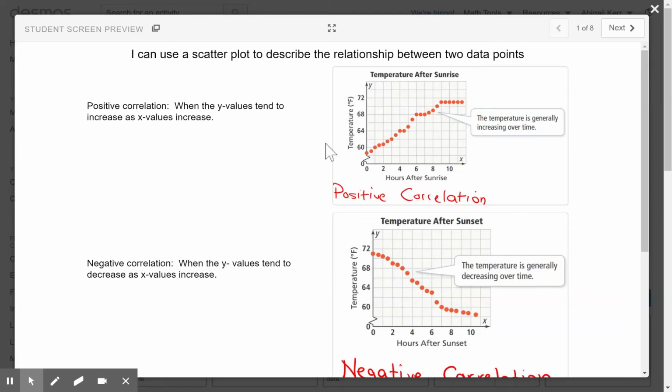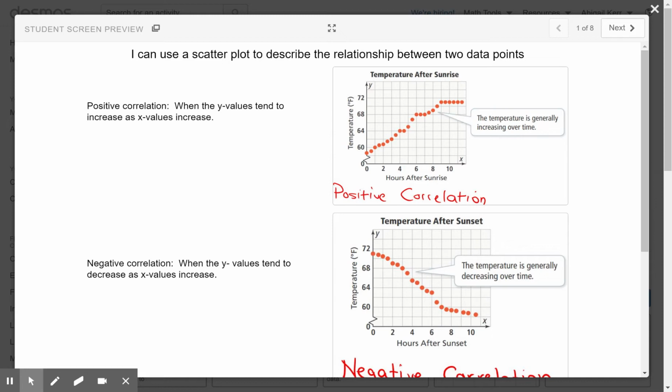Hi students, what I would like you to do for these notes today is to follow along and open up your Desmos activity as well. So it says I can use scatter plots to describe the relationship between two data sets.